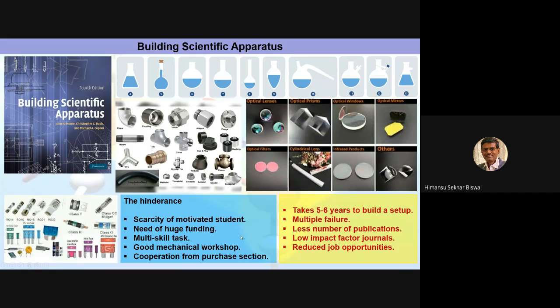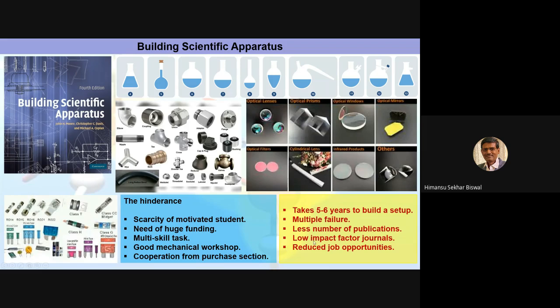It needs huge funding. The equipment I built cost almost 4 to 5 crore. You need a multi-skill task force. You need vacuum technology, which I'll explain, and electronics, many things. You need a good mechanical workshop. Since you are going to buy many small items, you need good cooperation from the purchase and accounts section. And the bottleneck is that it takes 5 to 6 years to build a setup, so PhD students will never come forward to spend their whole PhD life building a setup.